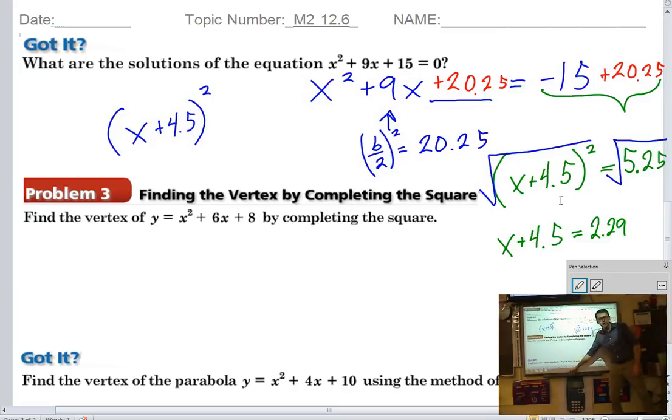So here's the thing about square roots, though. Positive times a positive equals a positive. Also, negative times a negative equals a positive. So when you're thinking about the solution to your square root, you always technically, to be right, need to write the plus or minus, the positive or negative. So you said that was 2.29?